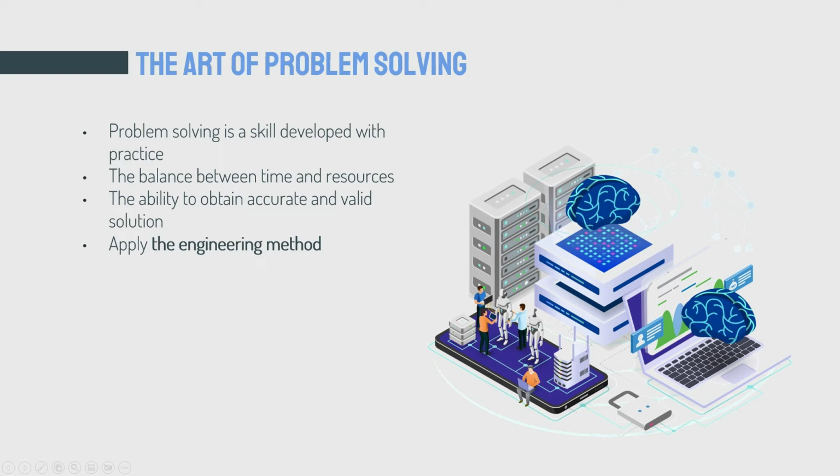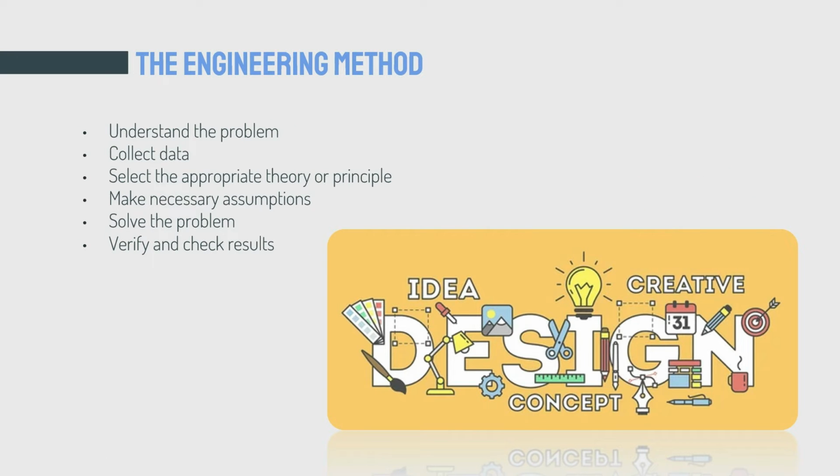Now, for the steps of the art of problem solving, you need to know first that problem solving is a skill that you develop with experience and practice. While solving the problem, you need to have a balance between time and resources, and you need to be able to obtain an accurate and valid solution. A solution only is not enough. You need to have an accurate and valid solution that you and your company trust. Then you apply the engineering method. The engineering method steps, or design steps, are the art of problem solving that we're going to see in the next slide.